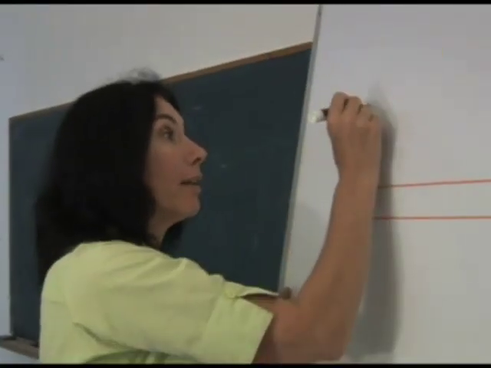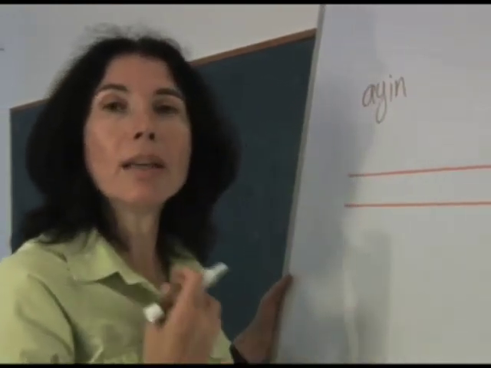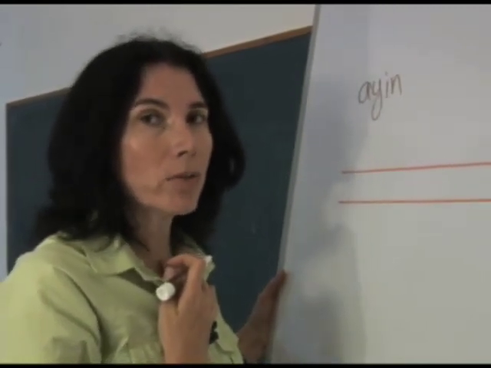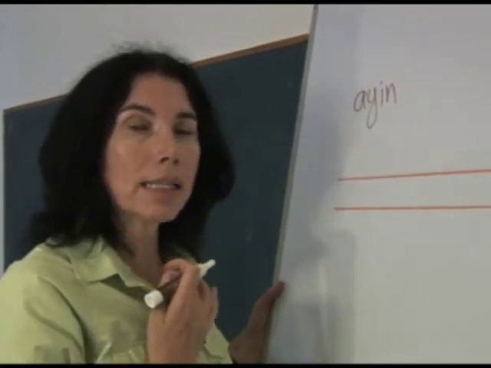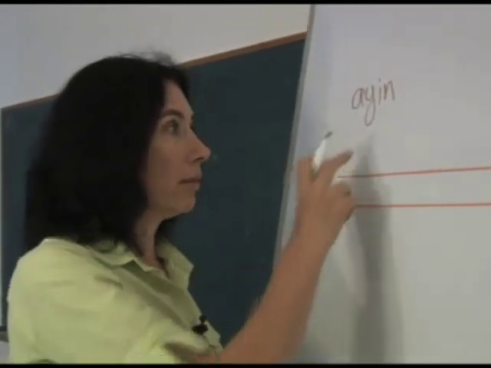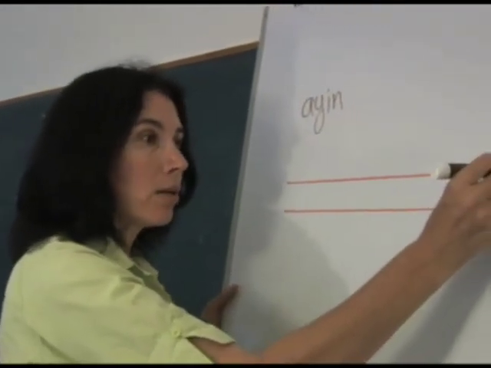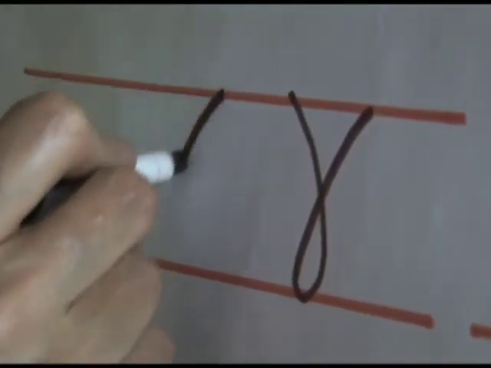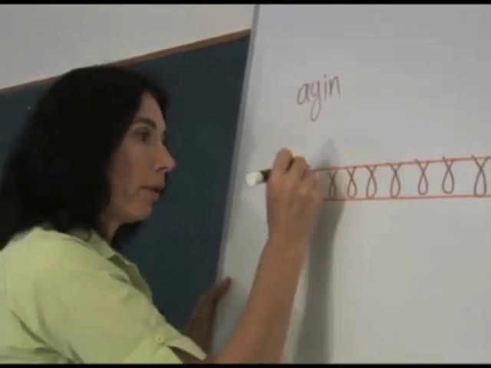Here is the letter Ein. It's guttural. But most of the Israelis find it very difficult, so they don't say it properly. We should say Ein. And you write it in between the lines, one continuous flow, from right to left.